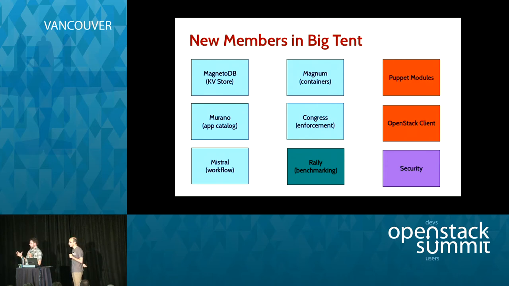We've added a number of things that look kind of like traditional OpenStack services, REST APIs that provide some particular point function, things like Magnum and Congress and MagnetoDB, Murano and Mistral. We've added the Rally project, which focuses on benchmarking. And this is actually a very interesting case, because there are some overlaps with the existing QA toolchain, but it takes a different approach to certain things. And that's okay in this new model.